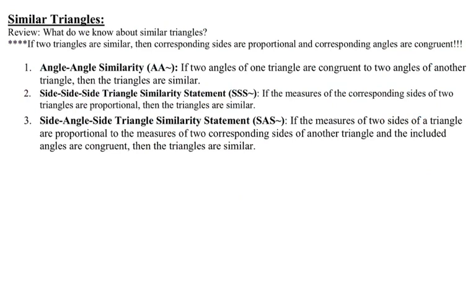Okay, so just to review, what do we know about similar triangles? If two triangles are similar, then their corresponding sides are proportional and corresponding angles are congruent. There are three different ways we can prove that two triangles are similar, and that's angle-angle similarity. So if they have two angles that are congruent. We can do side-side-side similarity, and that's not that the sides are equal like it is with congruence, but the sides are proportional. So if your sides are proportional, then they would be similar. Or you could do side-angle-side similarity. That means that the two sides are proportional and the angle is congruent. So in the next problems, we'll look at how to work with those.